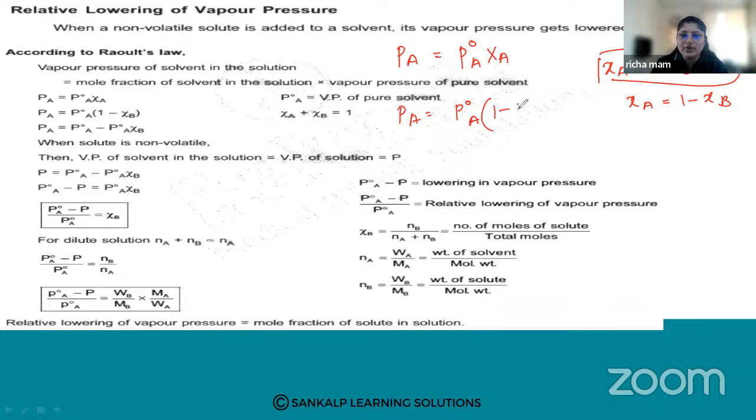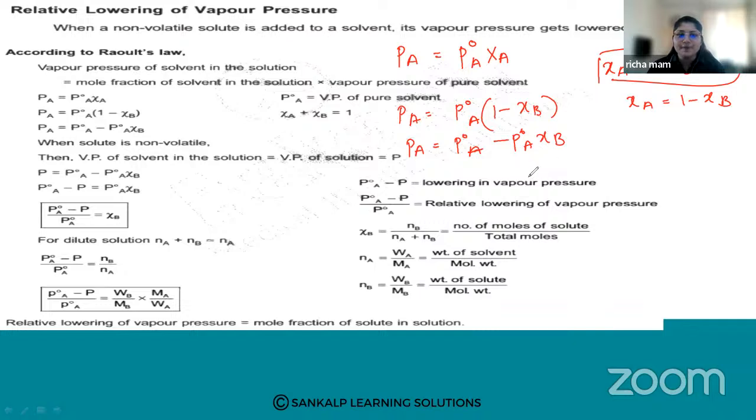So I'll write it as 1 minus psi B. Now you take PA is equal to P naught A into 1, which will be minus P naught A into psi B. So what happens here? The solute is non-volatile. The solute is non-volatile, then the vapor pressure of the solvent will be equal to the vapor pressure of the solution, right? So what will happen here?